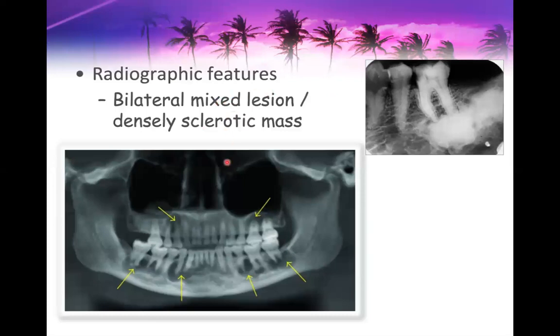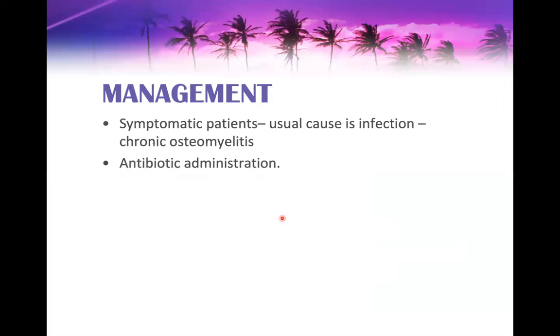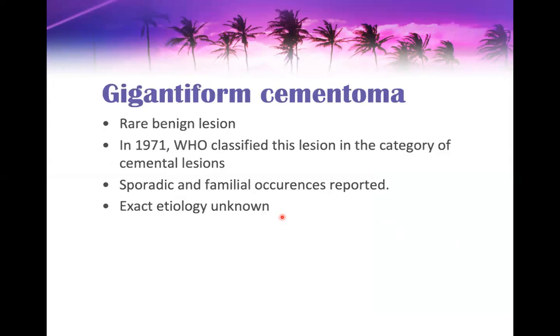So there will be a bilateral mixed lesion. In this panoramic view, you can appreciate the radiolucency in all the four quadrants: first quadrant, second quadrant, third and fourth. And this is almost an early stage. And in this IOPA image, you can see it is in the later stage or mature stage. It is a radiopaque or sclerotic mass. Management: symptomatic patients usually become symptomatic because of secondary infection, that is, in case of chronic osteomyelitis, and we go for antibiotic administration.